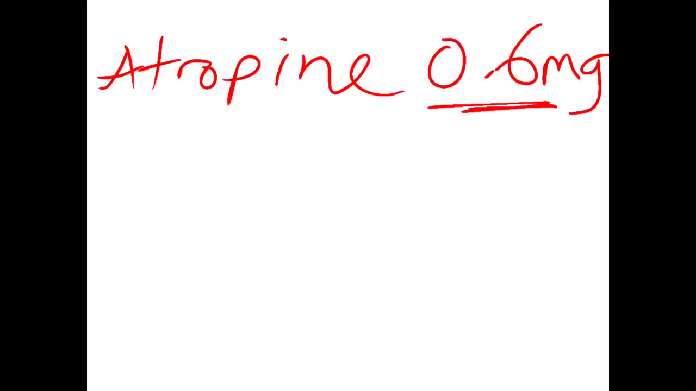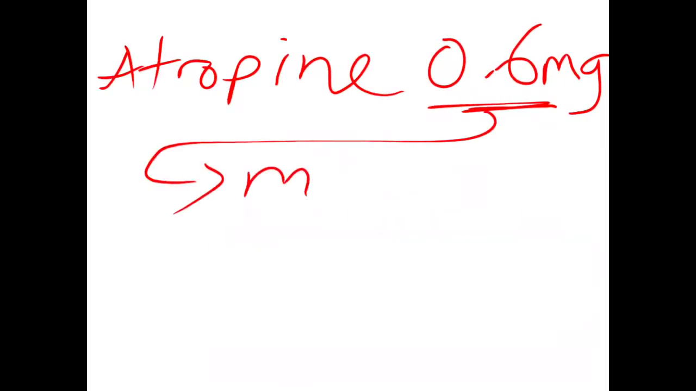Now we can talk about a particular example of how we can do the conversion. Let's take, for example, you have been given atropine 0.6 milligrams. Then we ask you to say how much is 0.6 milligrams in micrograms. So now, how do we convert 0.6 milligrams into micrograms? How much is it in micrograms?